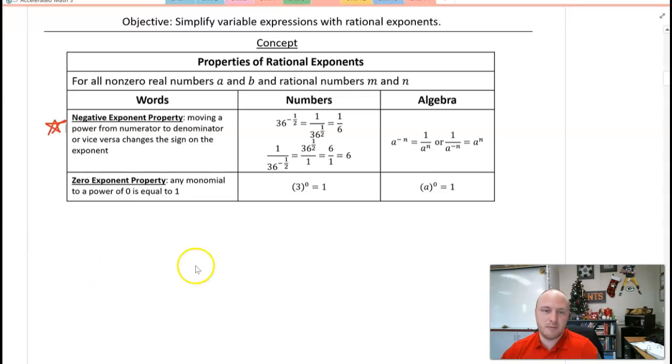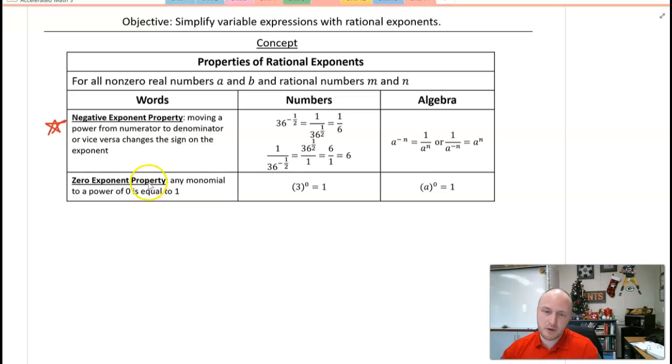So the negative exponent property says moving a power from the numerator to the denominator or vice versa changes the sign on the exponent. So I can take, for example, a to the power of negative n, and move it into the denominator, and it is a to the power of n. Well, what happens if the negative is in the denominator? Well, you can move it to the numerator and then the power changes sign. So now it is positive, okay? We'll definitely be using that one.